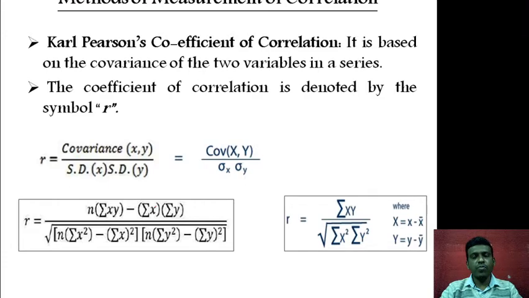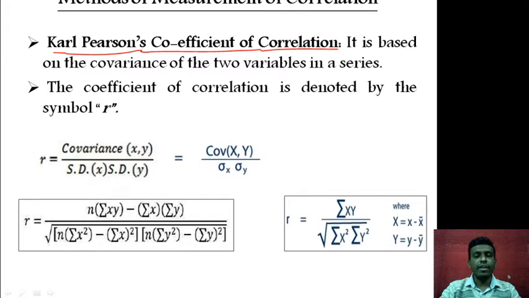The first out of these two algebraic methods is Karl Pearson's coefficient of correlation. Now students, Karl Pearson's coefficient of correlation and Spearman's rank coefficient of correlation are two different methods or techniques to find out the correlation coefficient. Why are there two methods? One, we may have different types of data. Some data might be easily quantified while other data may not be easily quantified.